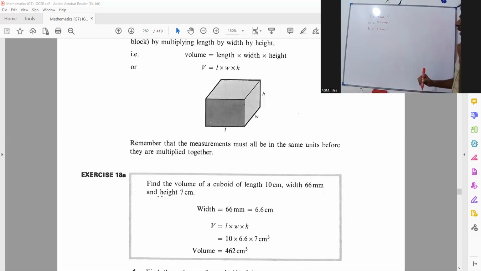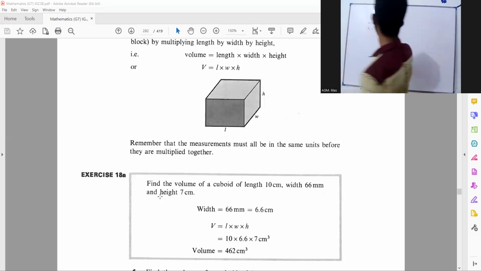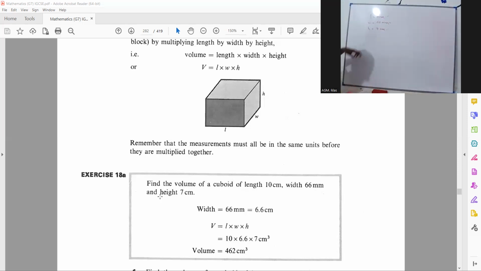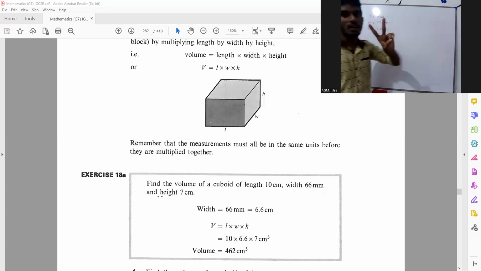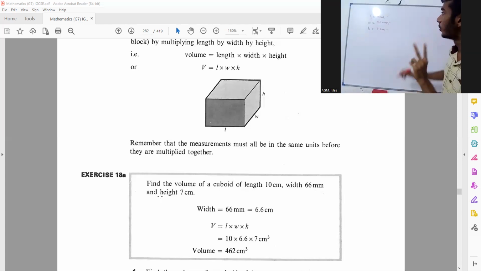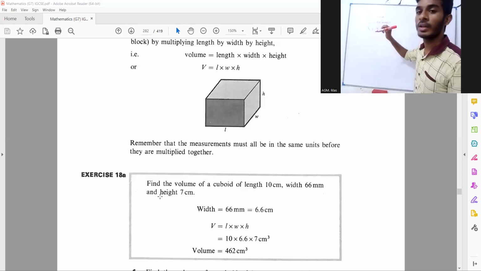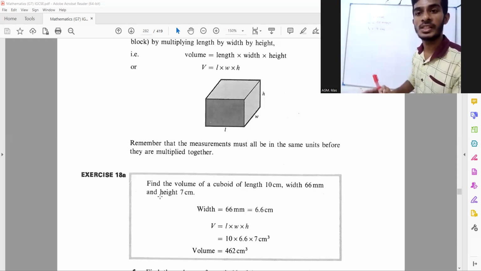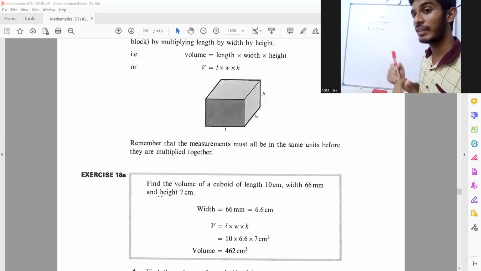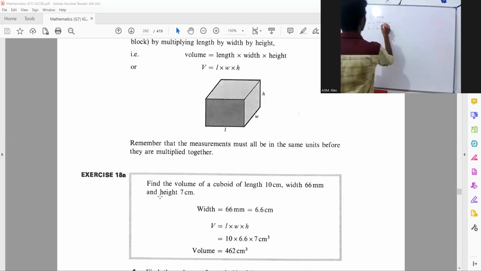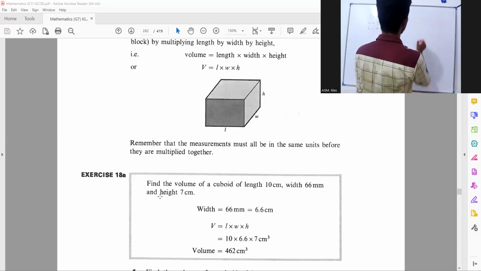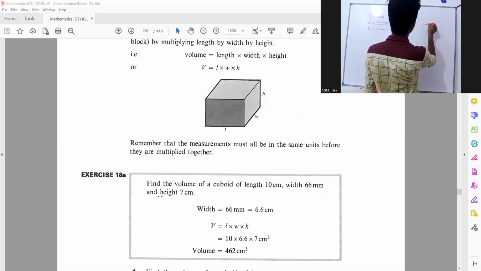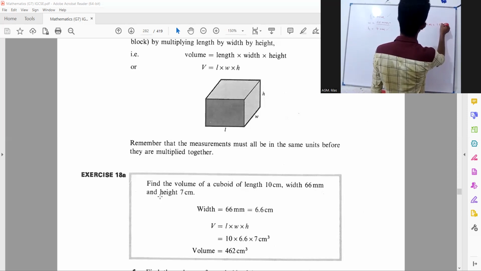So you have to convert this millimeter to centimeter. Otherwise, you have to convert the centimeters to millimeter. The work is double, so we have to reduce our work as much as possible in our examination. Then only we can save the time. So here we are going to convert this 66 millimeter into centimeter. 10 millimeter is equal to 1 centimeter.